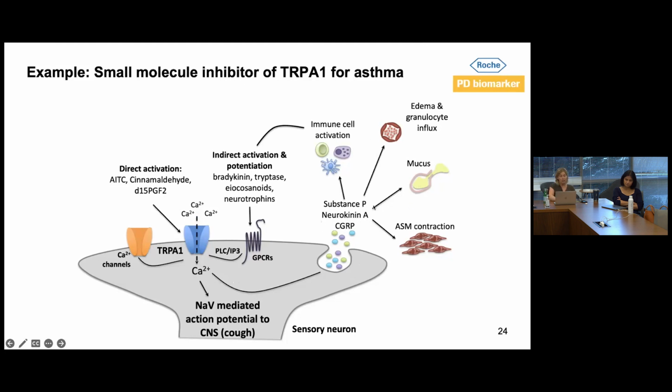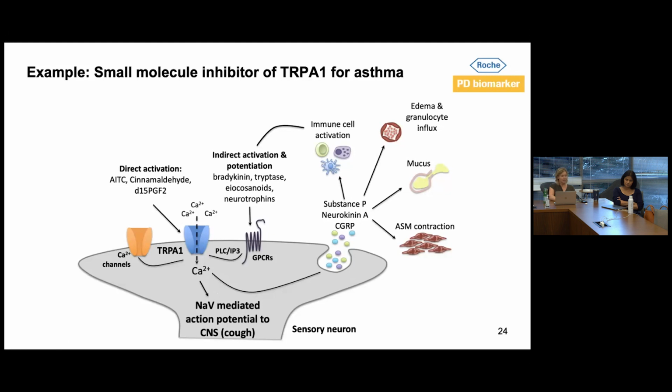Stimulation of this channel also releases other mediators like substance P and neurokinin A, which then contribute to the inflammation that we see in these diseases, and they can also directly result in smooth muscle contractility. And so thinking again about our target, a calcium channel on a sensory nerve in the lung.